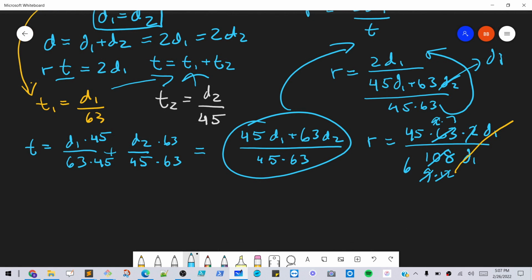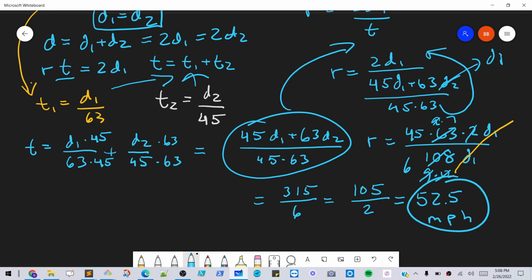So 7 times 45 is 315 over 6. Oh, wait, I can reduce that further, getting to 105 over 2. So that's actually going to be 52.5 miles per hour.